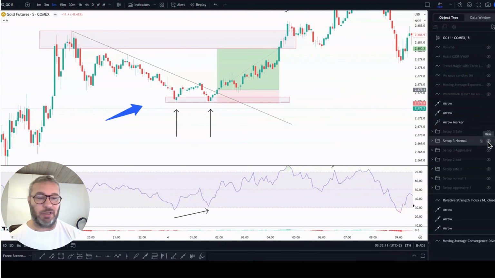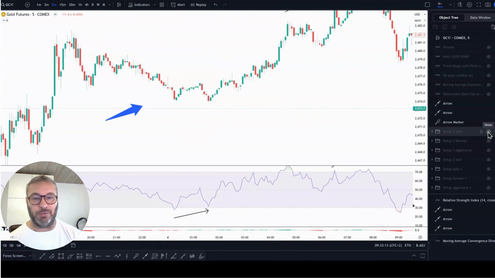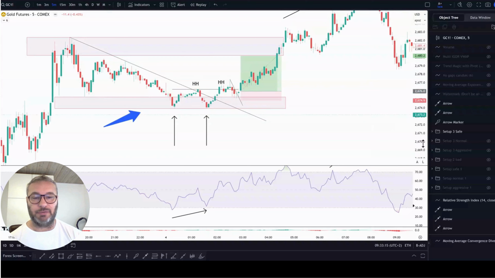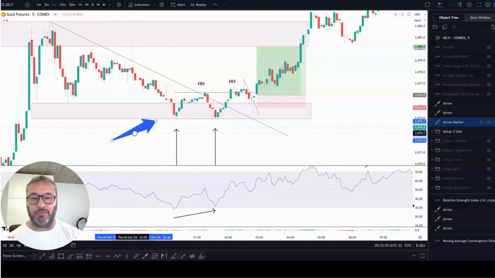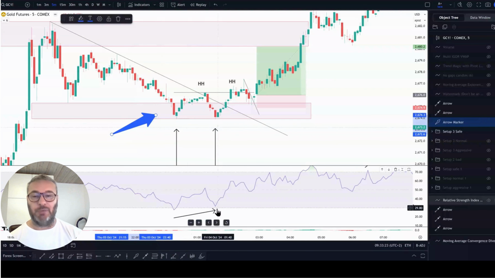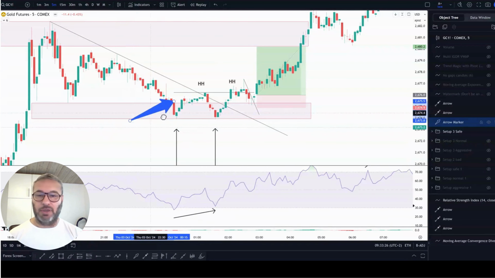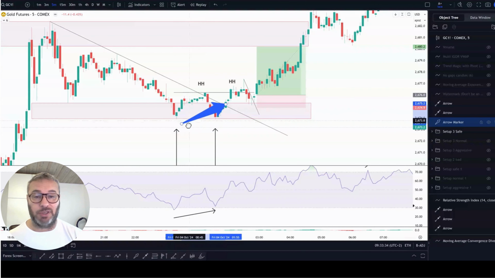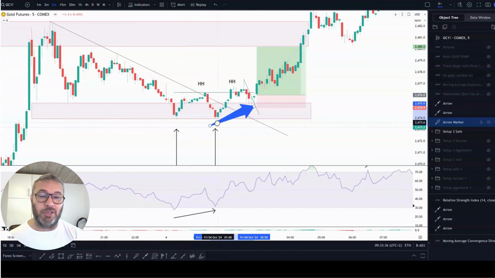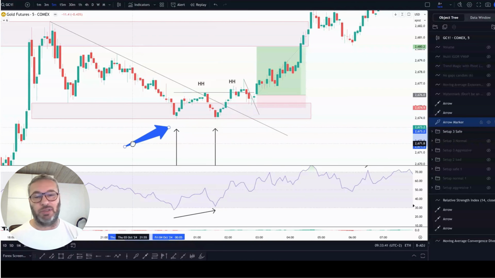Let's try the last setup, which is the complete safe setup. Here's a little bit more explanation. Again, we have here the double bottom and the RSI is making a bullish divergence. Still again, we put the trend line here. We wait for the break of trend line, but this time we have more patience and more time. We wait for the retest of the trend line. And how do we determine that retest is valid?